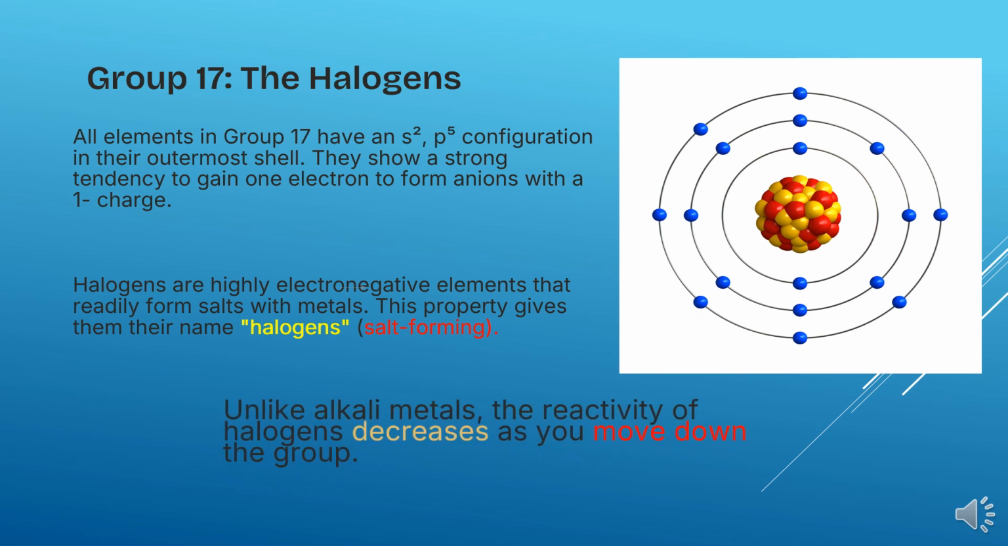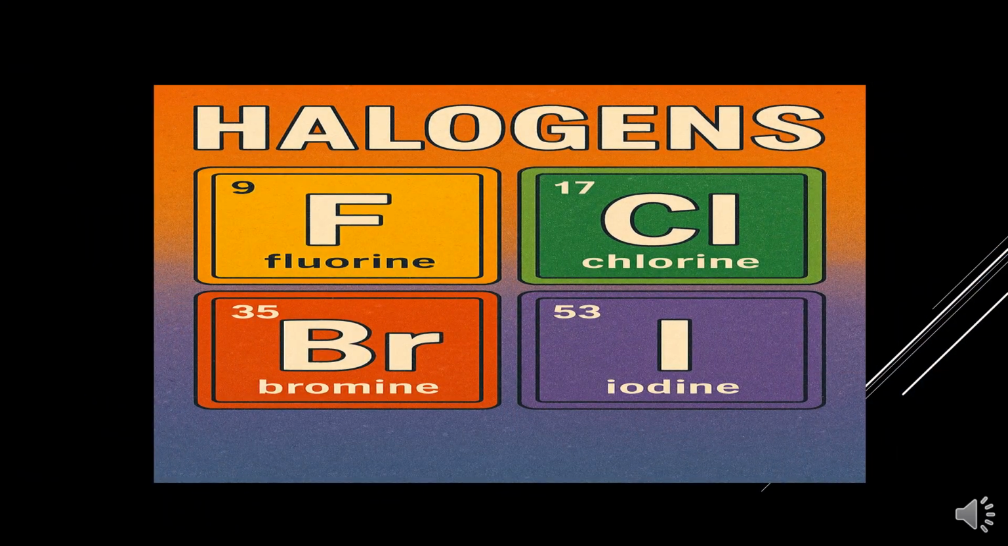Unlike alkali metals, the reactivity of halogens decreases as you move down the group. So these are the 4 main halogens: fluorine, chlorine, bromine and iodine.